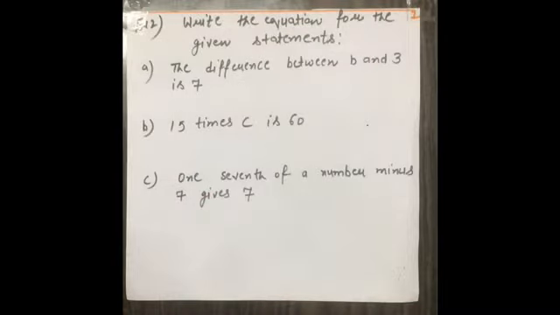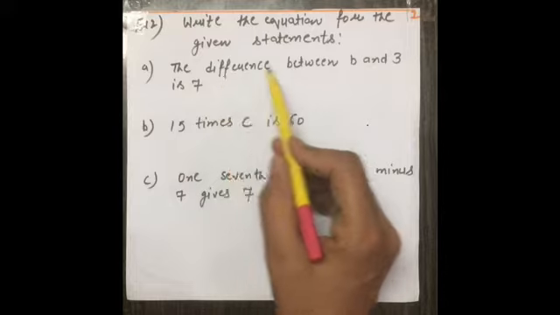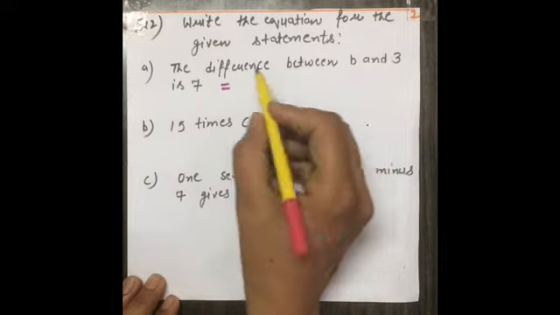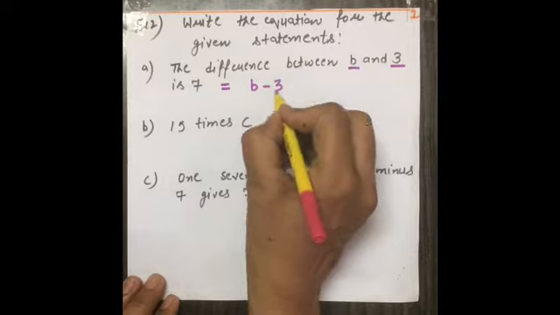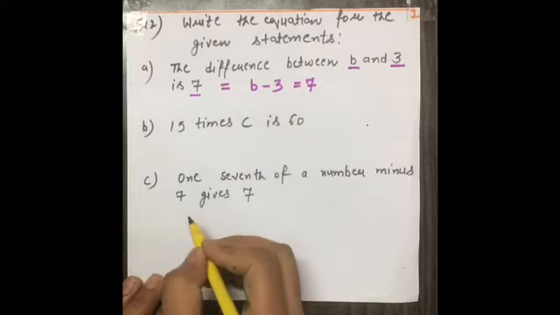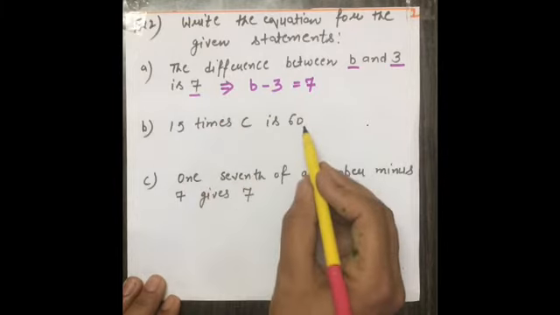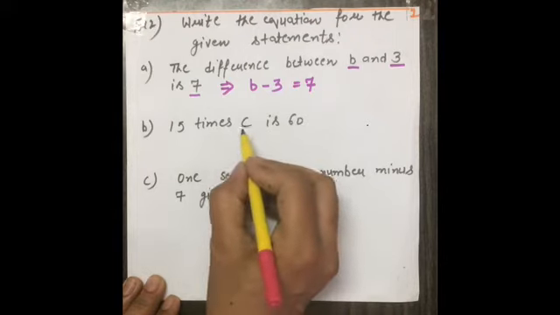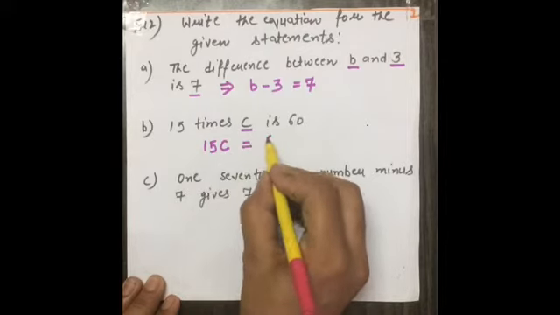Our next problem is to write the equation for the given statements. The first statement is: difference between b and 3 is 7. So its equation is b minus 3 is equal to 7. Next, 15 times c is 60. So 15 times c is 60, that is 15c is equal to 60.